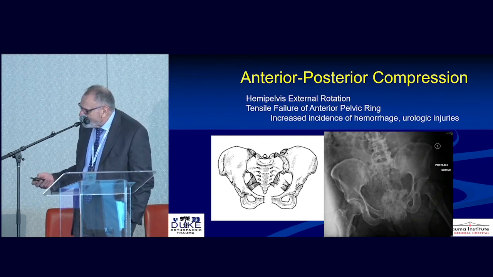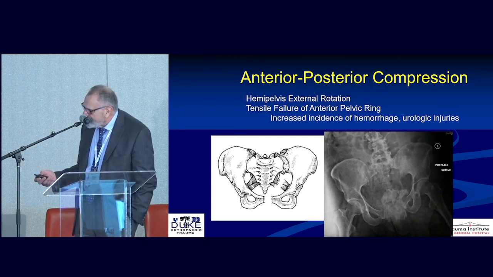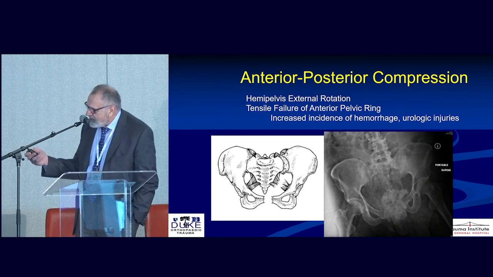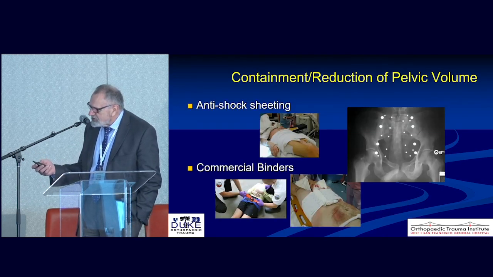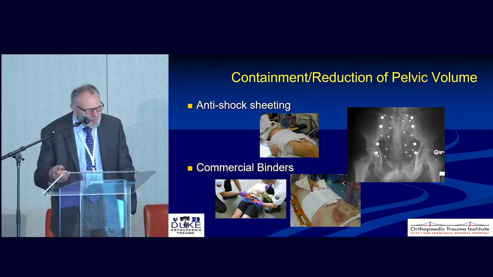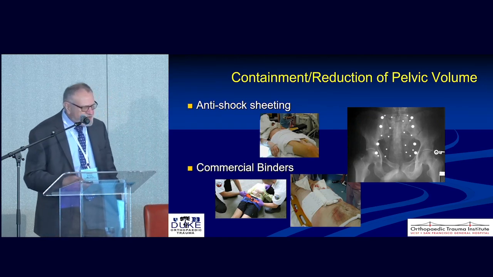We've seen about those in talks. We hear about them. We saw this case, increased incidence of hemorrhage and GU injuries and all kinds of things. So we can use a sheet or we can use a commercial binder. You can see that here. What do you think about how they're located? What's positive and what's negative? When you think about what you tell your residents, Joe, where do you tell them to put your binder?